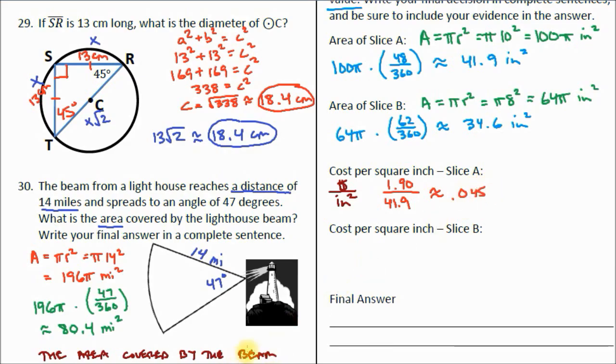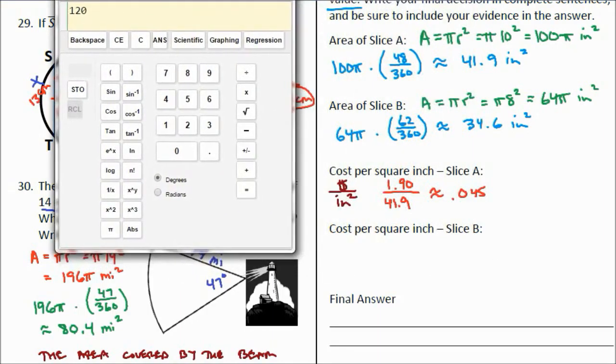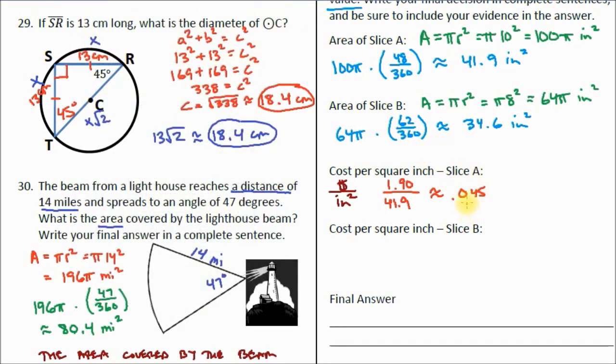Let's check that real quick. $1.90 divided by 41.9 square inches, 0.045. We can round it to 3 decimal places. You have to do that, class, because this is a very small number, so you can't just round it to 0.0. And if you move the decimal over 2 places, that's like multiplying it times 100. Right now this is in dollars, $0.045. If we move the decimal over 2 places, we're going to get it in pennies. So 4.5 cents per square inch.